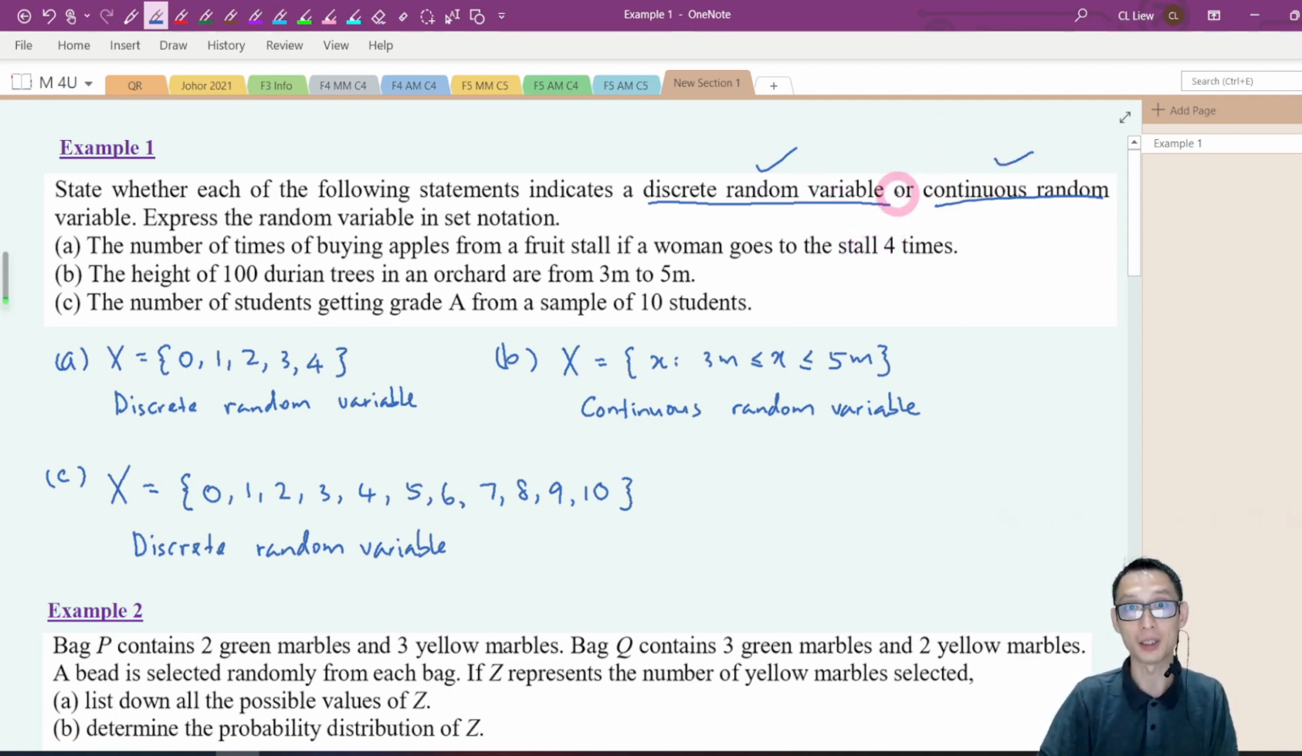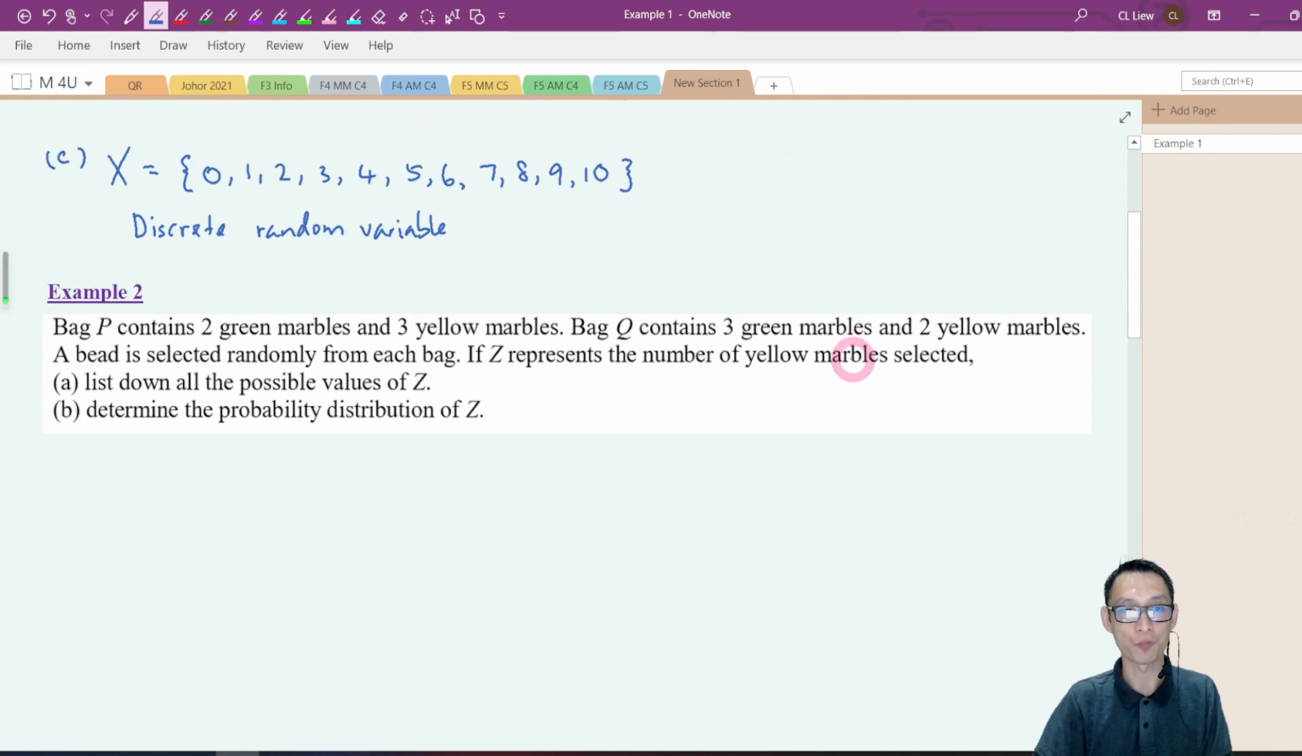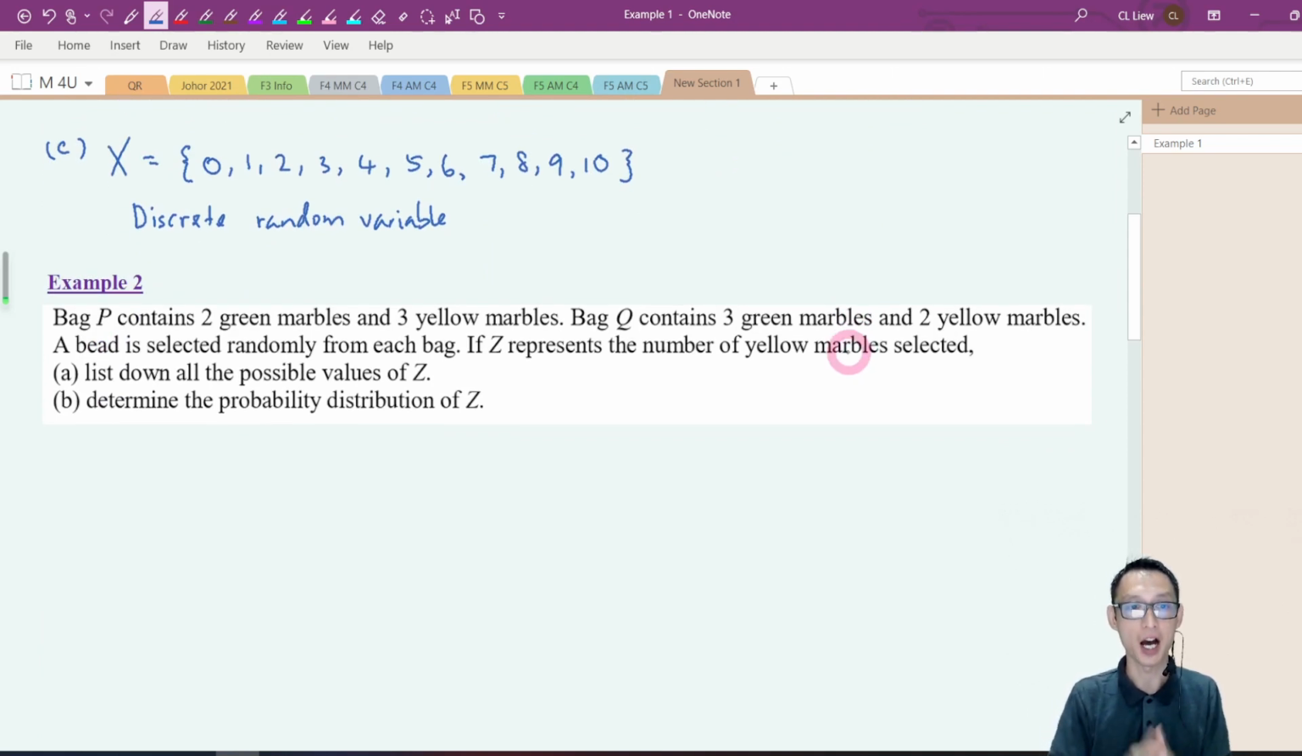Now let's look at example number 2. This is finding the probability of a possible outcome. Bag P contains 2 green marbles and 3 yellow marbles. Bag Q contains 3 green marbles and 2 yellow marbles. A marble is selected randomly from each bag. Z represents the number of yellow marbles selected.